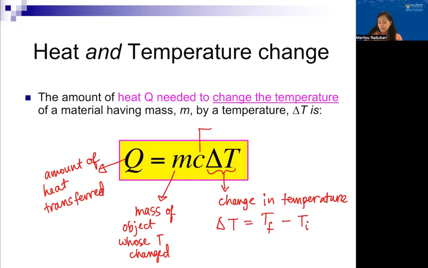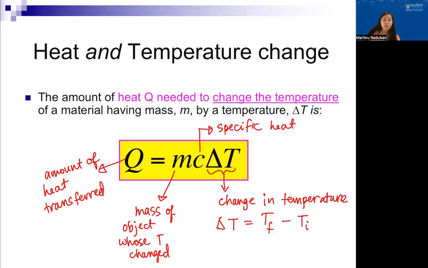And c is a property of the object or the material called specific heat. So it's a property of the material. All materials have their own specific heats or specific heat capacities. It's a constant number that you can just look up in a table or search in Google. So say, what's the specific heat of iron, or what's the specific heat of silver? So it's a constant number.